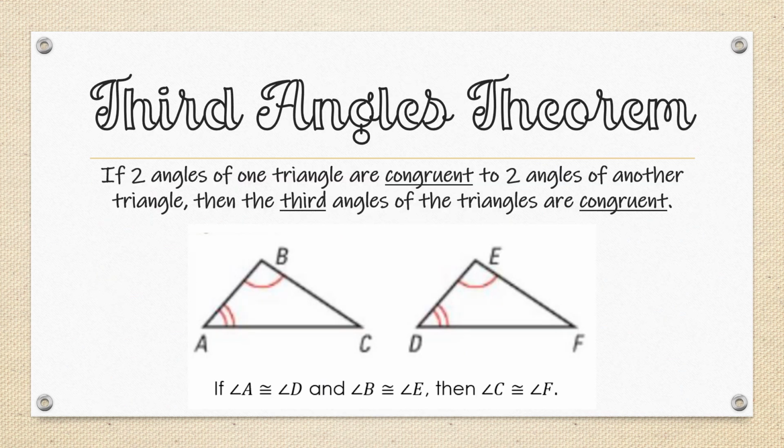Something else that's helpful is the third angles theorem. What it says is if you know that two angles of one triangle are congruent to two angles of another triangle, then those third angles also have to be congruent. So in this picture, I know angle A and angle D are congruent because they have the same mark. I know angle B and E have to be congruent because they have the same mark. So I'm going to be able to conclude that C and F must also be congruent because we know that the sum of the angles has to be 180 degrees. So if two of them are the same, then by default, the third must also be the same.